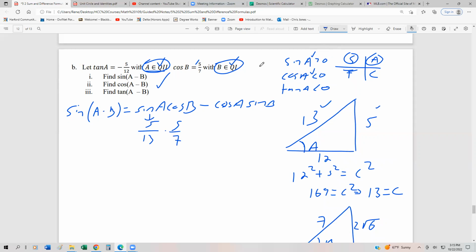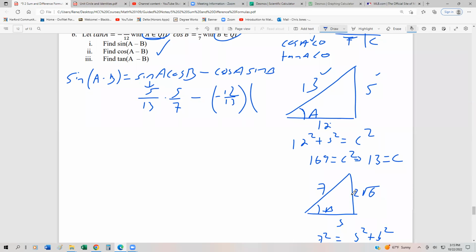And then minus the cosine of A. Now remember, cosine for A is going to be negative, right? And so the cosine of A is going to be the adjacent over hypotenuse, which is going to be negative 12/13. And then finally, the sine of B, that's going to be opposite over hypotenuse, which is 2 roots of 6 over 7. And so when we go to simplify this, we know that 5 times 5 is 25. We know that 13 times 7 is going to give us 91. And then negative times negative is a positive. 12 times 2 is 24. And we have the square root of 6.